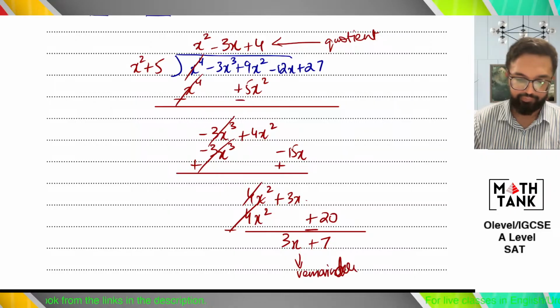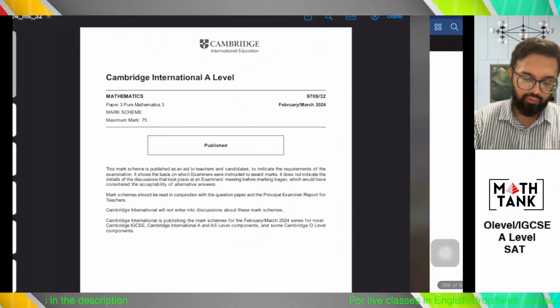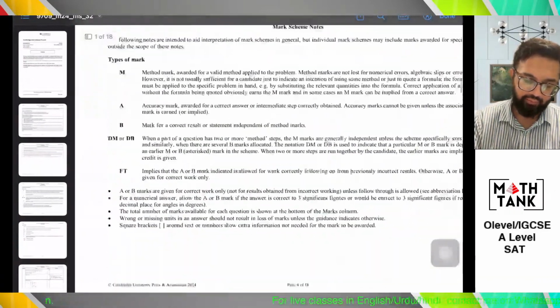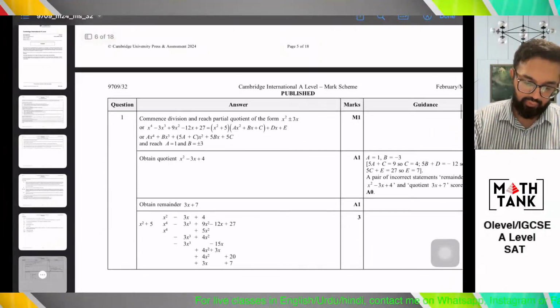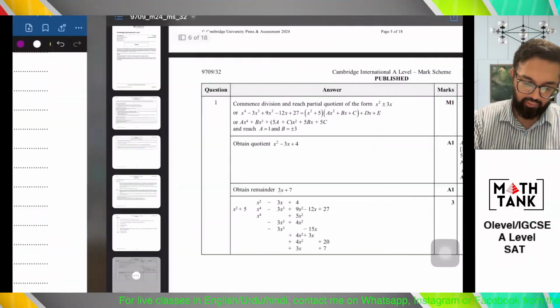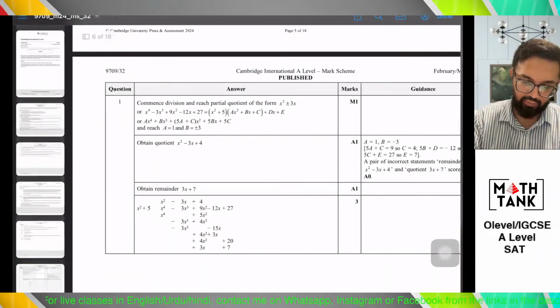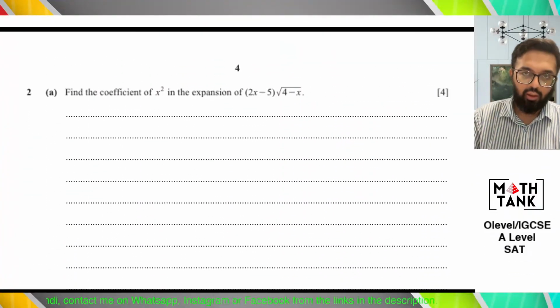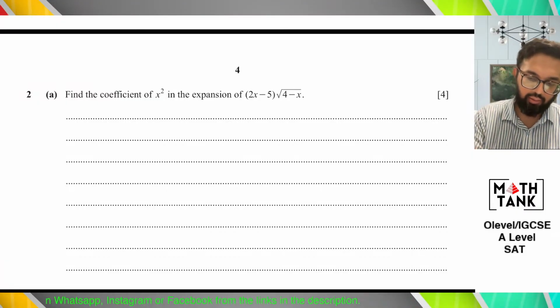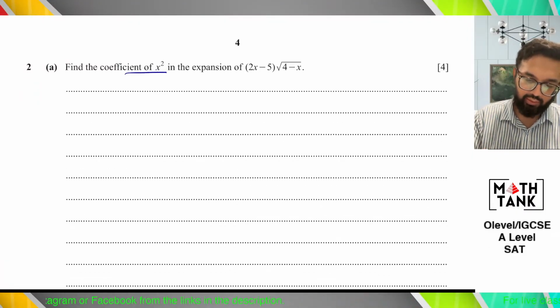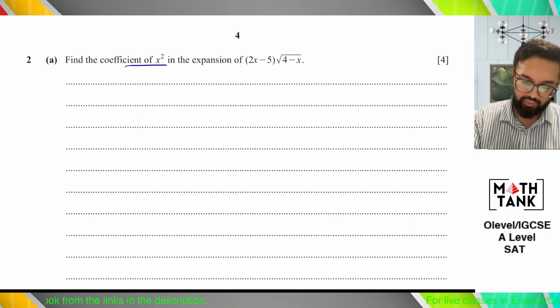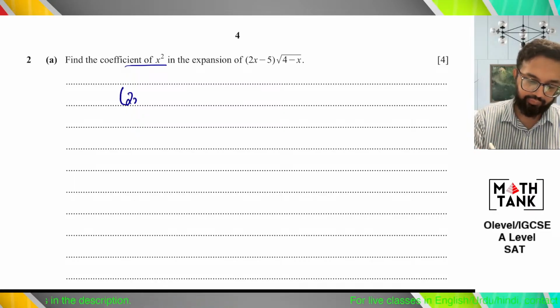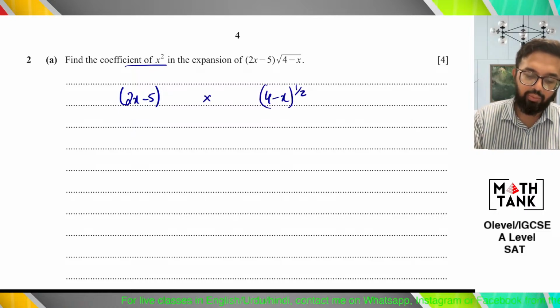Okay. Check if our answers are correct. X plus 7 and x squared minus 3x plus 7. Okay. Find the coefficient of x squared in the expansion of this. Okay, then आपस में multiply होंगे.